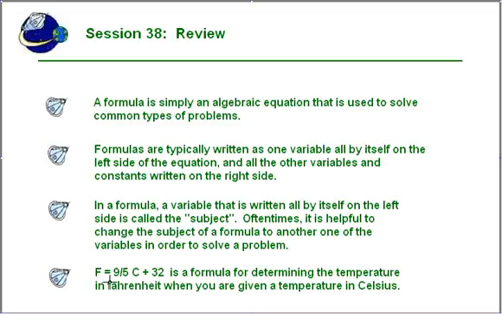And then oftentimes it's helpful to change the subject of a formula to another one of the variables in order to solve a problem. And that's what we did on the very first example with changing the Fahrenheit formula to Celsius. And then just as a quick reminder here, F equals 9/5 C plus 32 is a formula for determining the temperature in Fahrenheit when you are given a temperature in Celsius. That finishes up session 38 on formulas.